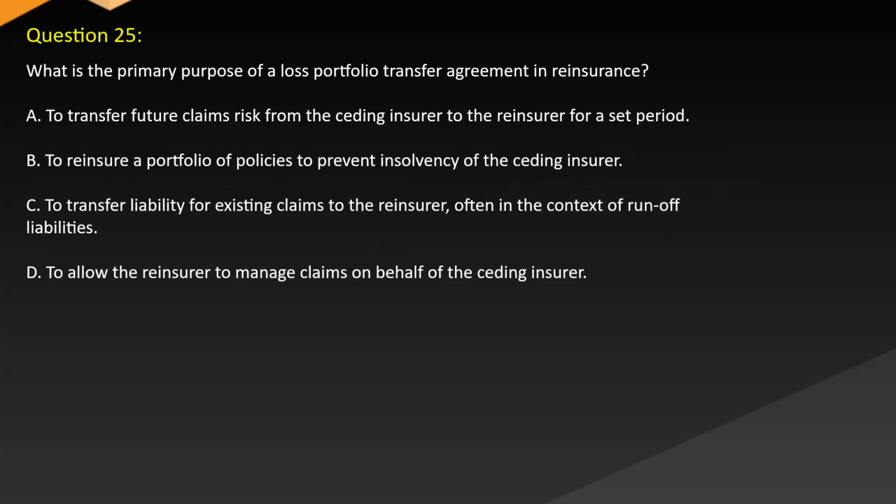Question 25. What is the primary purpose of a loss portfolio transfer agreement in reinsurance? A. To transfer future claims risk from the ceding insurer to the reinsurer for a set period. B. To reinsure a portfolio of policies to prevent insolvency of the ceding insurer. C. To transfer liability for existing claims to the reinsurer, often in the context of runoff liabilities. D. To allow the reinsurer to manage claims on behalf of the ceding insurer.